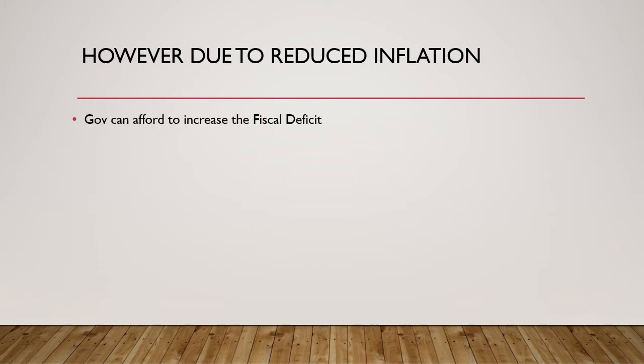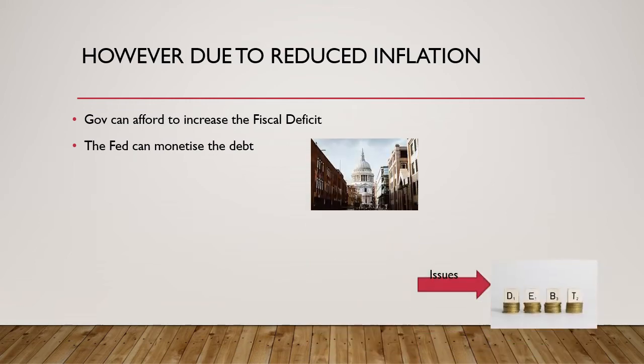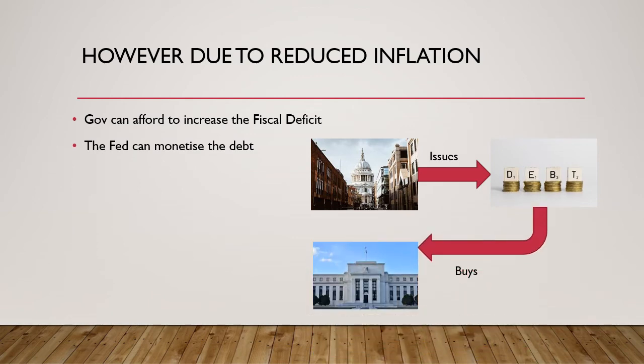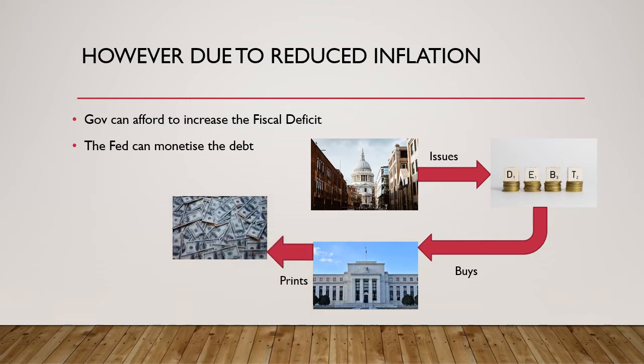Now, because of the reduced inflation levels in the US domestic economy as a result of cheaper goods imported from China, the government can now afford to increase the fiscal deficit. Fed can monetize this fiscal deficit or the government debt. So, the government increases its fiscal deficit, thereby increases the debt level, which the Federal Reserve can buy, indirectly maybe from the private participants in the financial markets, through freshly printed money, which it can credit into the government account. In modern day, it's also known as QE or quantitative easing.